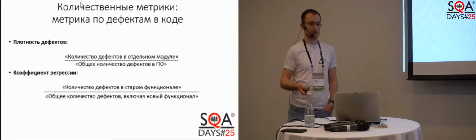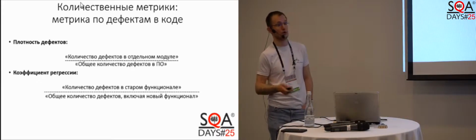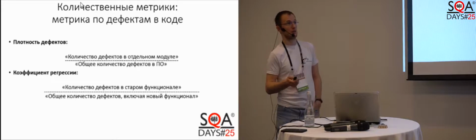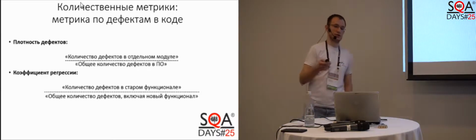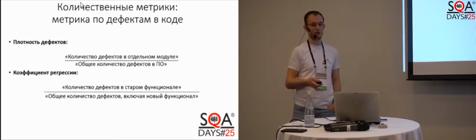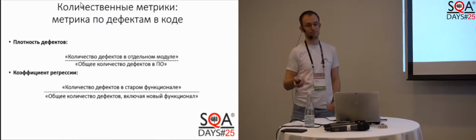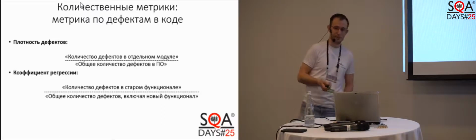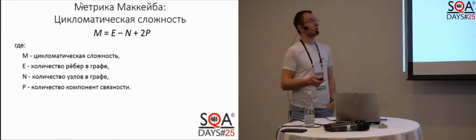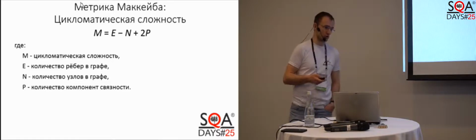Regression coefficient determines the number of bugs in the old functionality and in the new one. So it's the kind of index that shows you what the team makes efforts on. Do they do anything new, or do they have to fix bugs in the old code?